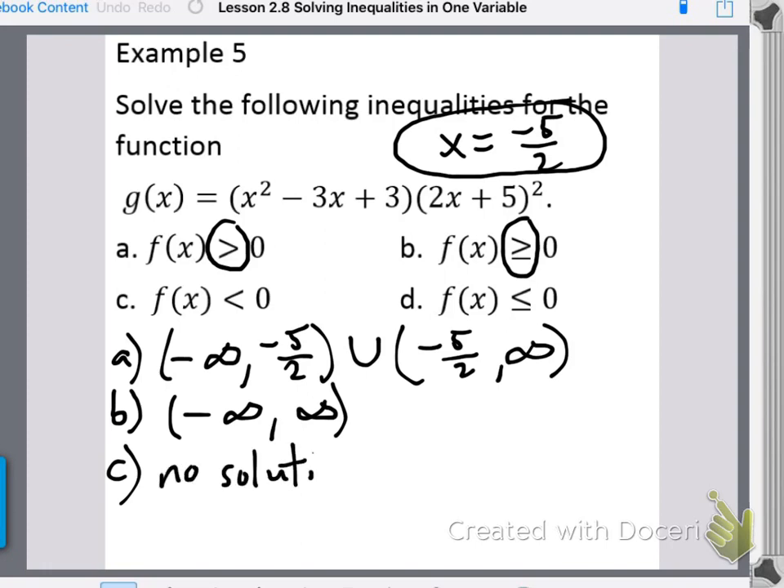However, for part D, for f of x less than or equal to 0? Well, we do have a value of x that makes the function equal 0, negative 5/2. So the answer is just simply x equals negative 5/2. Because that's the only number that when you plug it into the function, it's going to be less than or equal to 0. It's not going to be less than, obviously, but the or equal to part includes negative 5/2. So there's a couple special cases.